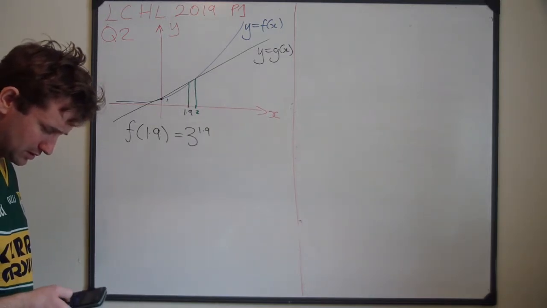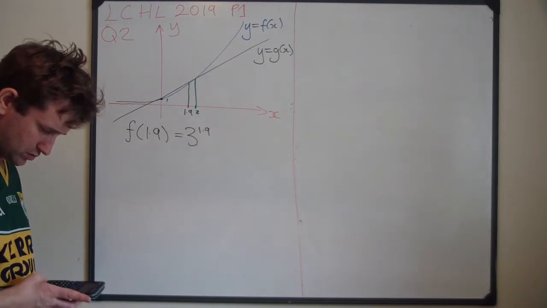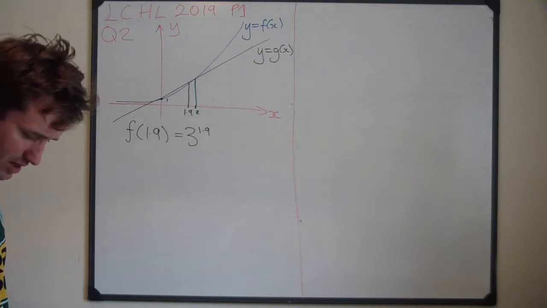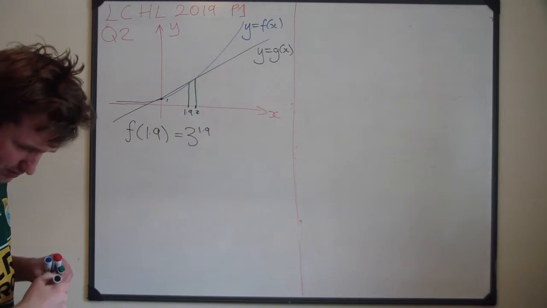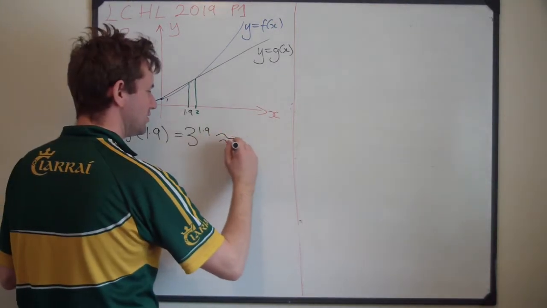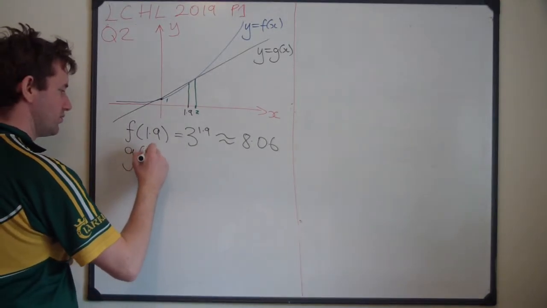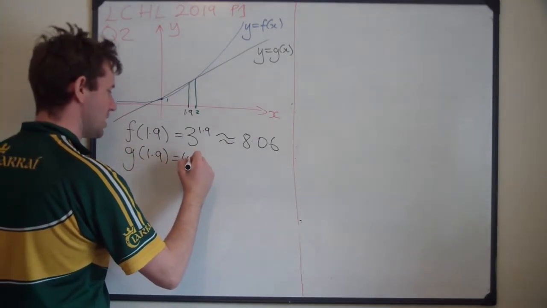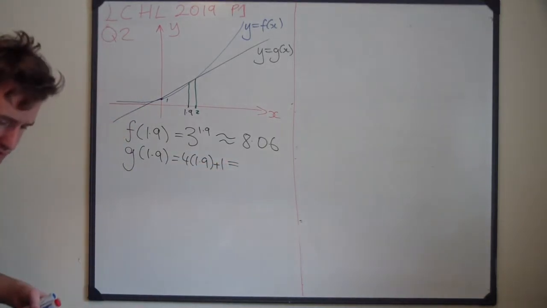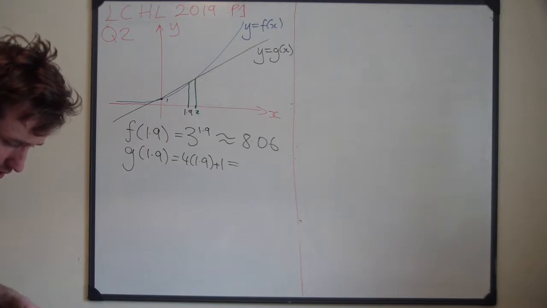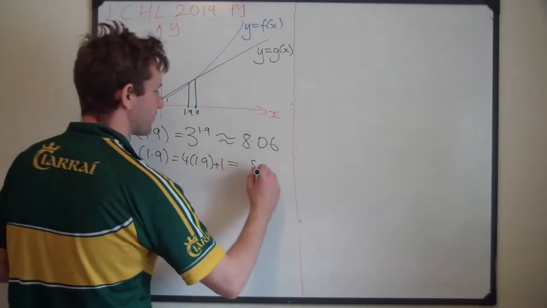So what that means is we will just use a few significant figures. I'm going to do 8.06, which is probably enough for me here. Now it's not equal to 8.06, so I like to say it's an approximation. G of 1.9 meanwhile is 4 times 1.9 plus 1, and this one I'll probably be able to do in my head. 4 by 1.9 plus 1, and I get 8.6.